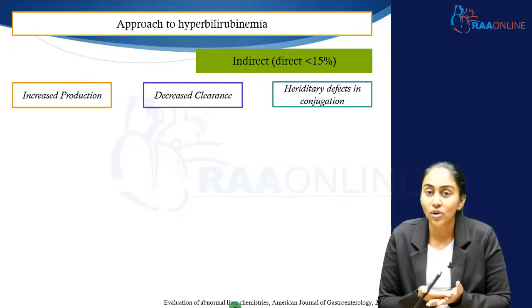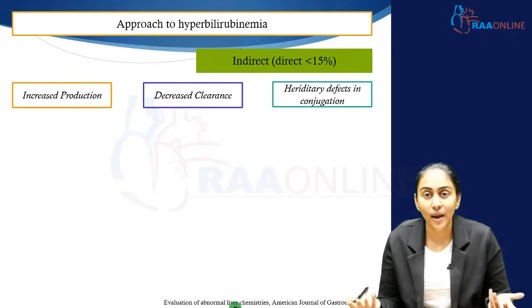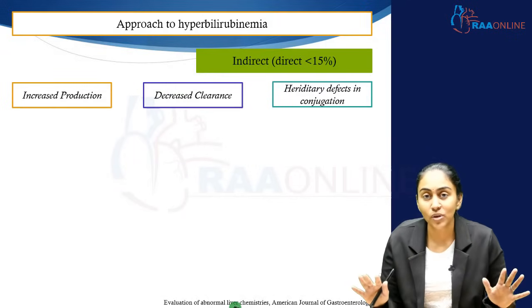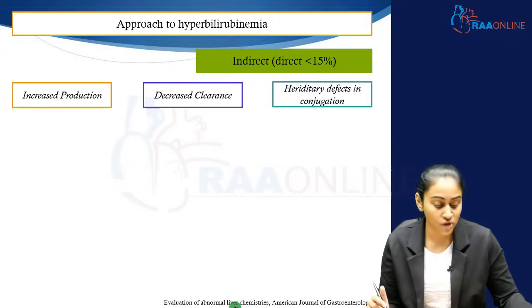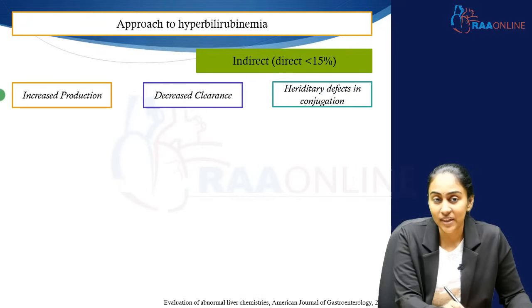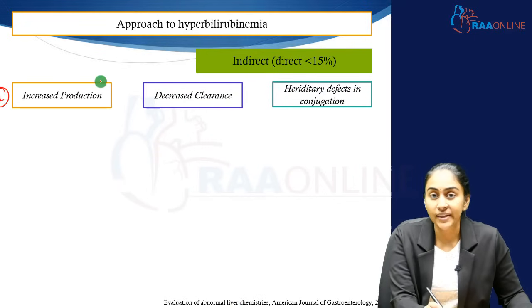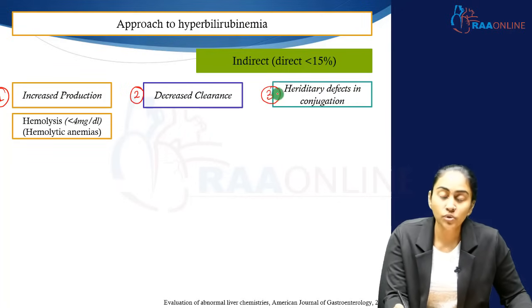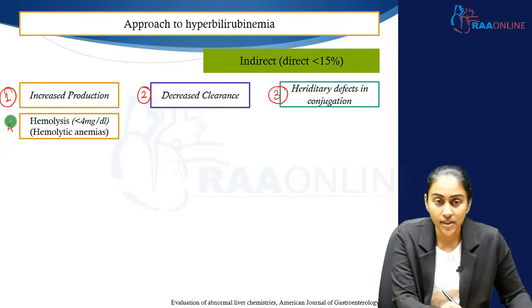If there is a problem with the conjugation apparatus, then what happens? A lot of unconjugated bilirubin is just staying put without going through the conjugation process. So, these three are the primary important causes of indirect hyperbilirubinemia. It could be an increase in the production, a decrease in the clearance, or an impairment in conjugation. Increase in production could result from hemolysis.